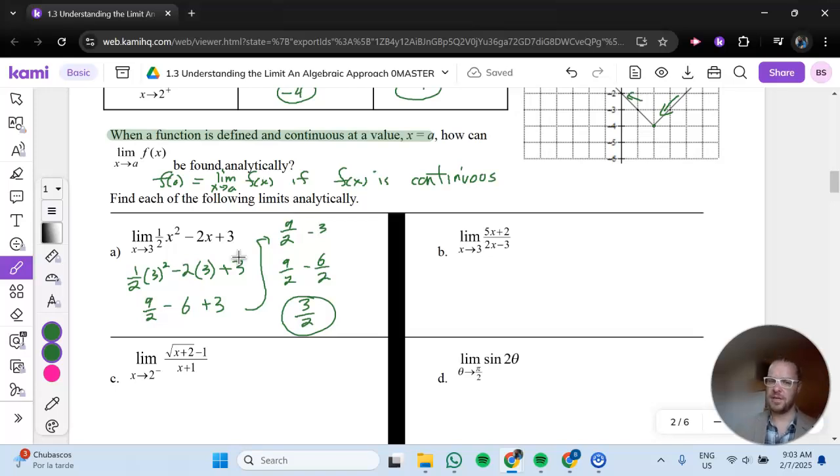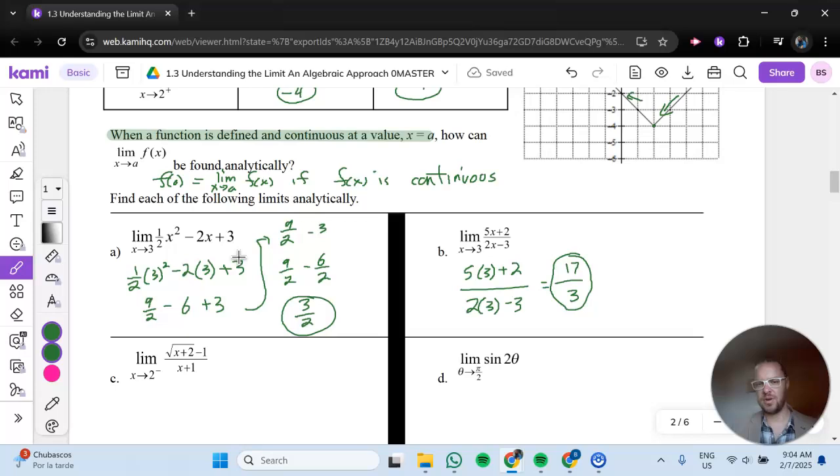All right, over here, this could be a problem. Because now it's a fractional or rational expression, so we need to check the bottom. And 2 times 3 minus 3 is not 0. So we're okay. We can just plug this thing in. So we're going to get 5 times 3 plus 2 over 2 times 3 minus 3. When I do that, I've got 15 plus 2, 17, and then 6 minus 3, which is 3, and that's our answer.